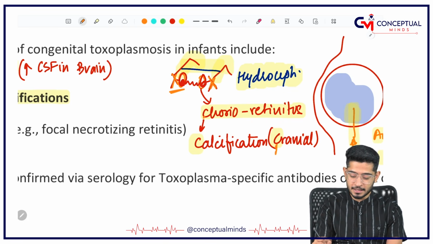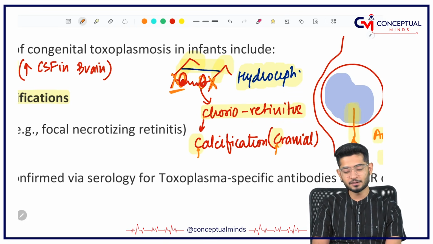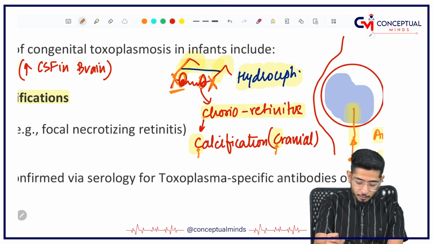Then C for cranial calcifications. Other C is for cranial calcifications. And both these sticks, can you see these sticks? These sticks are making H. So hydrocephalus.